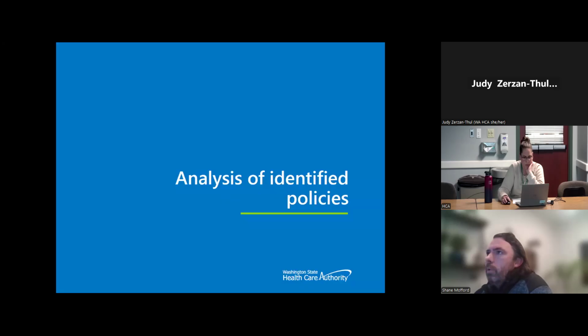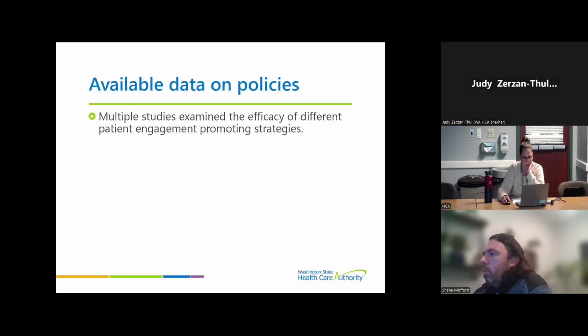If you could go to the next slide, please. So here we just have a little bit of breakdown on how we are thinking about what the information available says. So specific to patient engagement, the type of data that's available to evaluate the different policies. There's multiple studies that examine the efficacy of different patient engagement and promoting strategies. As you just saw, there's a lot of them and in different actors. And so there's been lots of opportunity for studies to look at different types of interventions.